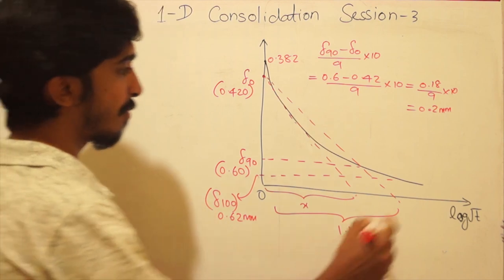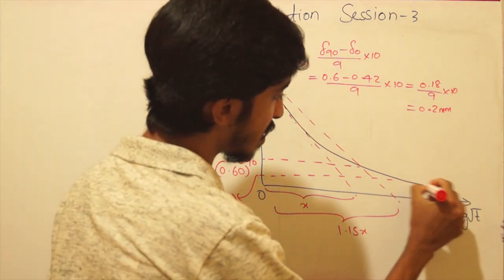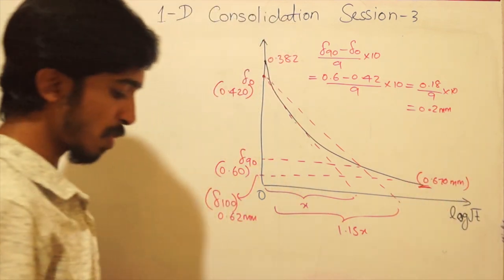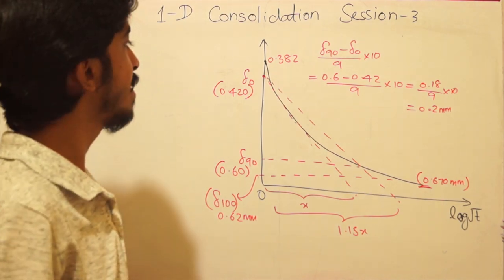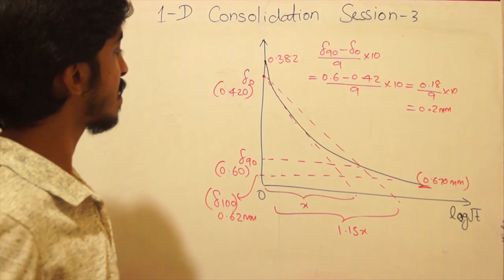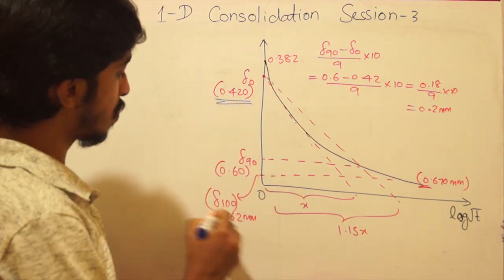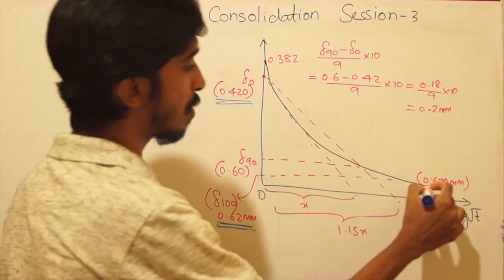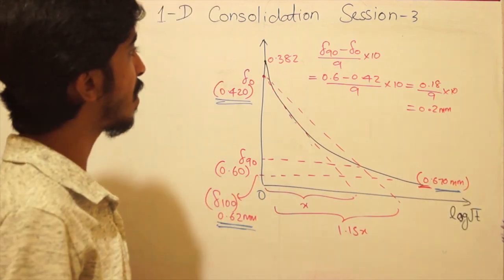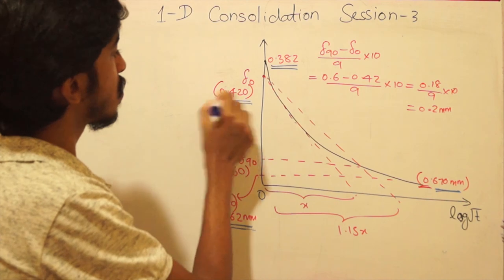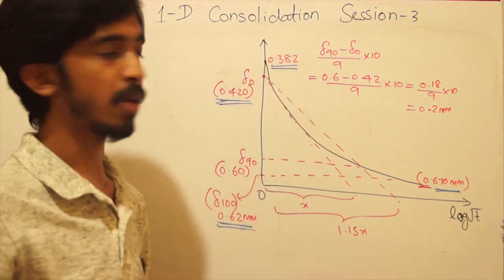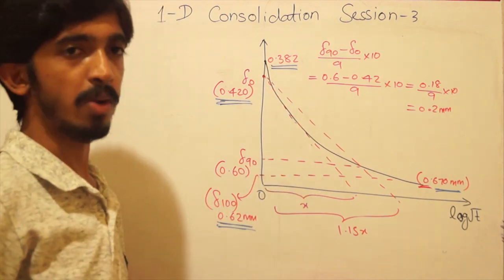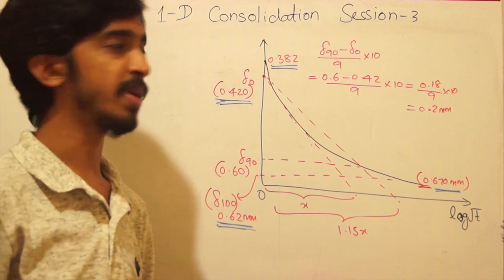And finally, where the secondary consolidation ends, the end portion value is 0.670 mm. Here also we can distinctly find the different settlements. From 0.42 to 0.62, this would be our primary consolidation. From 0.62 to 0.70, this would be our secondary consolidation part. And from 0.382 to 0.40, this would be the initial settlement. This initial settlement occurs due to the air removal and the preloading which it has already experienced.